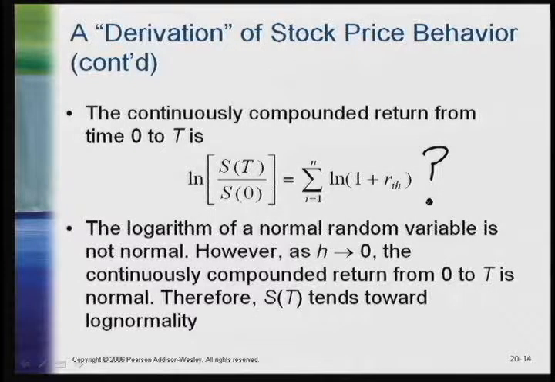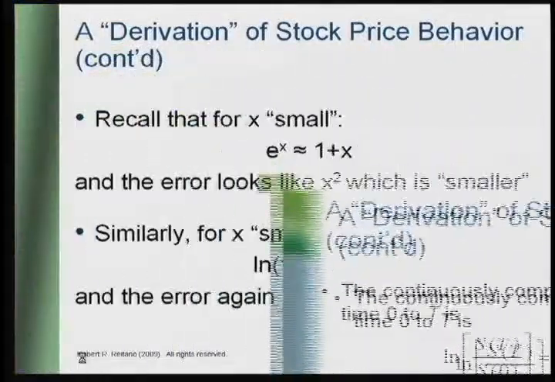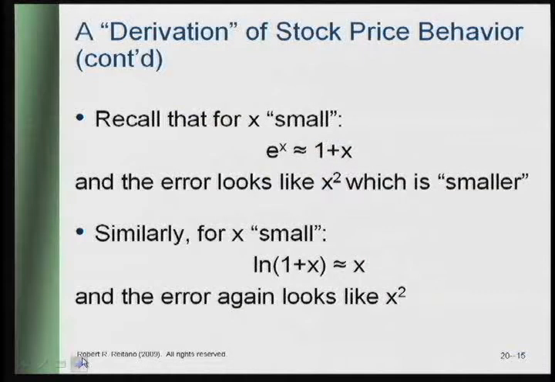Since h is going to be going to 0, we're going to use an approximation. You may recall that in earlier work we used a Taylor series approximation for e to the x, that when x was small, we could approximate it by 1 plus x. And there's an error term, of course, and the error term looks like an x squared. I'll call it big O of x squared. That means that the order of magnitude of the error looks like x squared when x goes to 0.